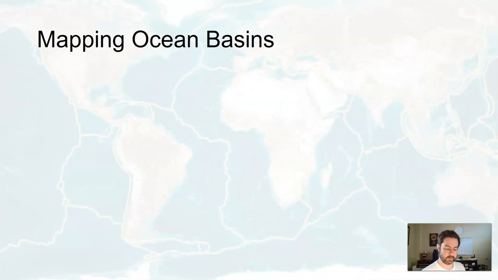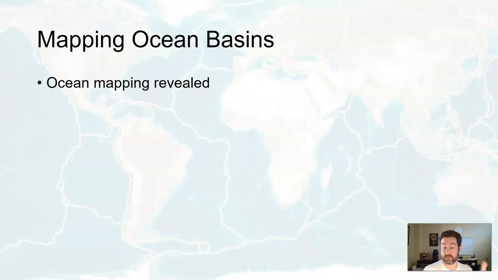In the first part, we talked about magnetic field, magnetism. Now we're going to shift gears a little bit and talk about mapping the ocean basin, mapping the bottom of the ocean. And then we're going to put both of those ideas together and figure out what they tell us.